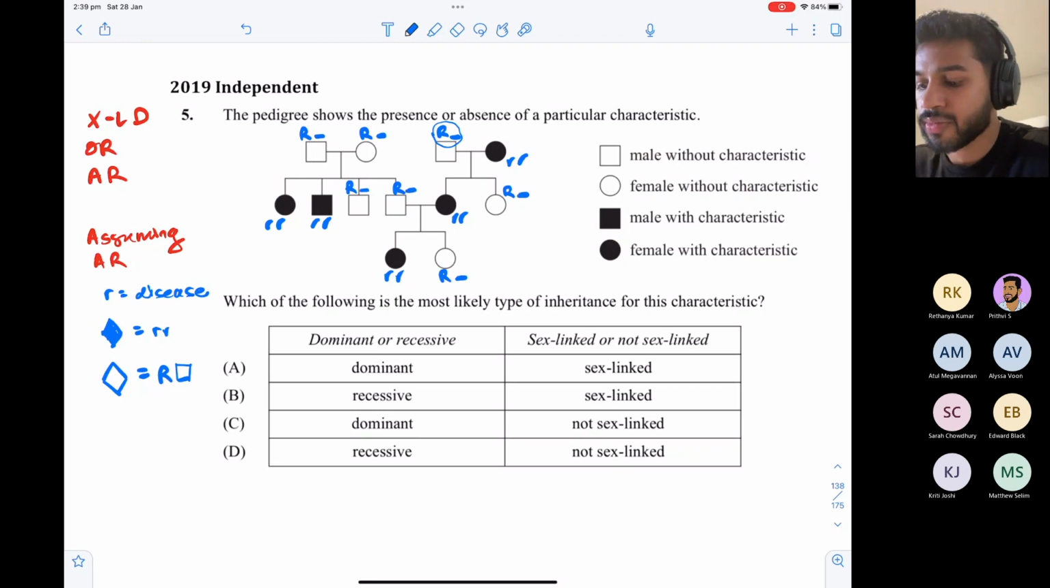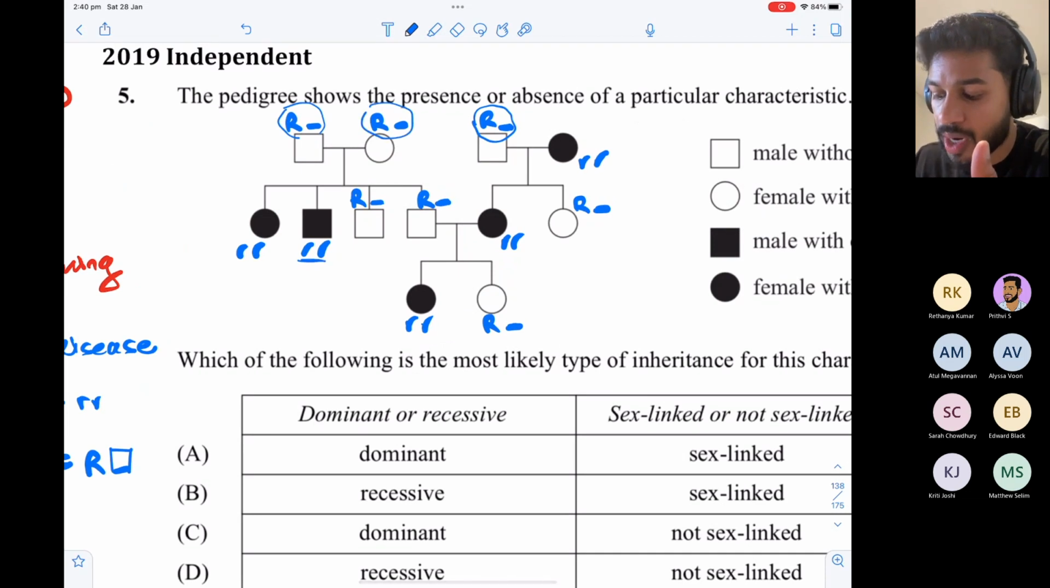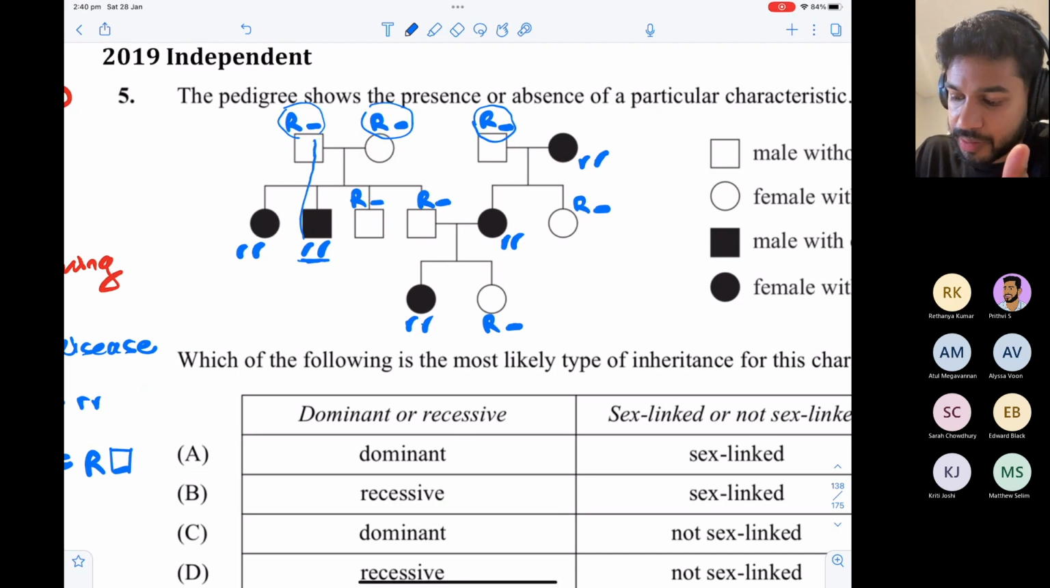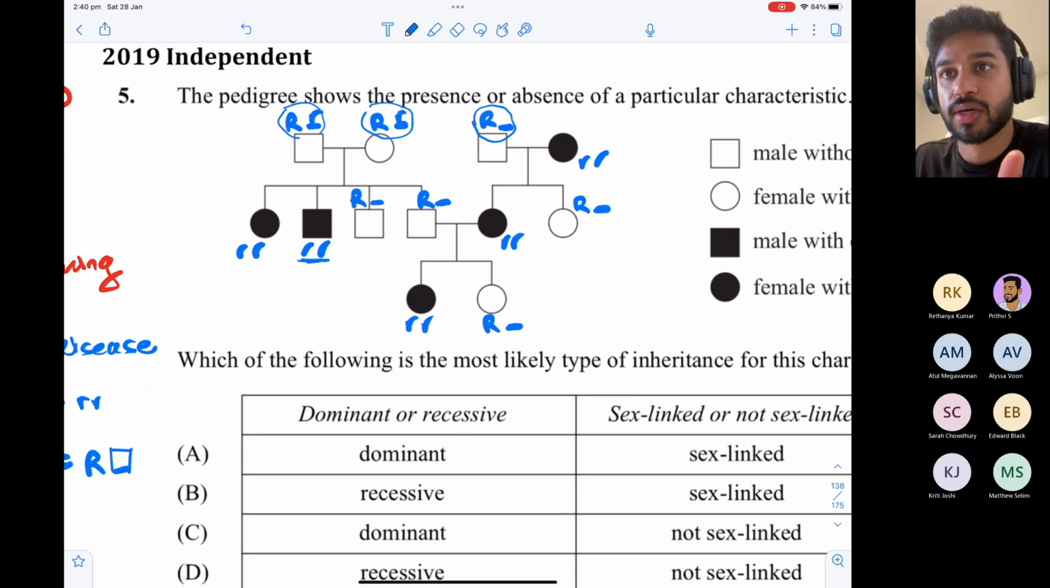Okay, good. Now we fill out the rest of the pedigree. So we can start using logic here, right? These 2 parents, and I think we've already figured this out, had a child with 2 little r's. One allele came from each parent, so 1 little r must have come from this parent, 1 little r must have come from this parent. Is everyone with me? Right, so now we're starting to fill out this pedigree.